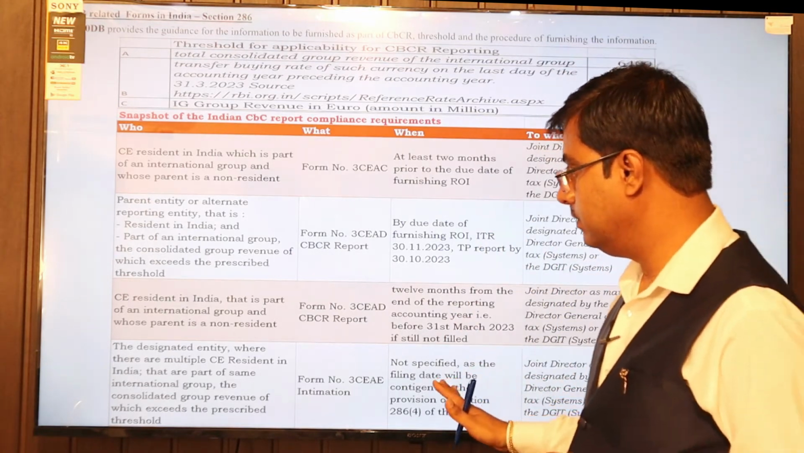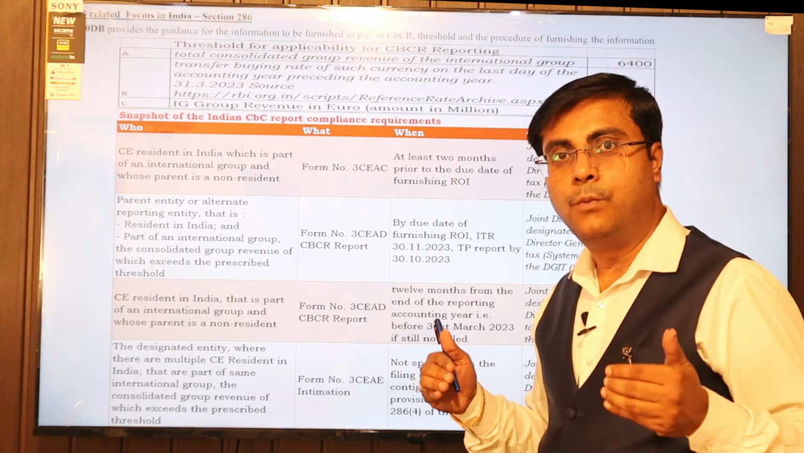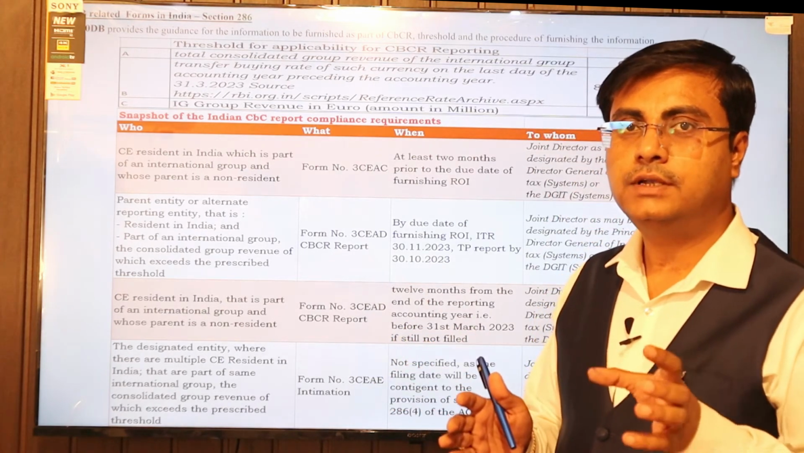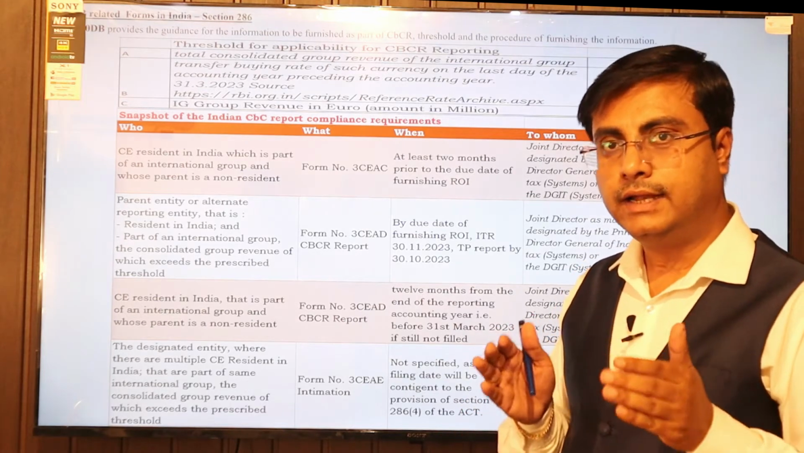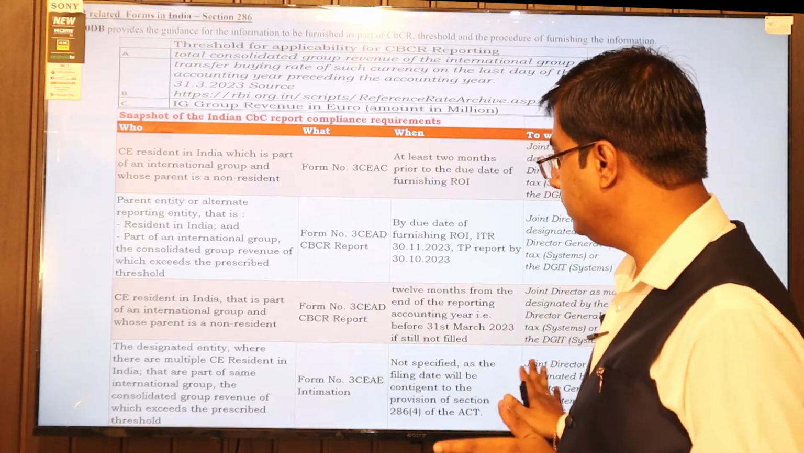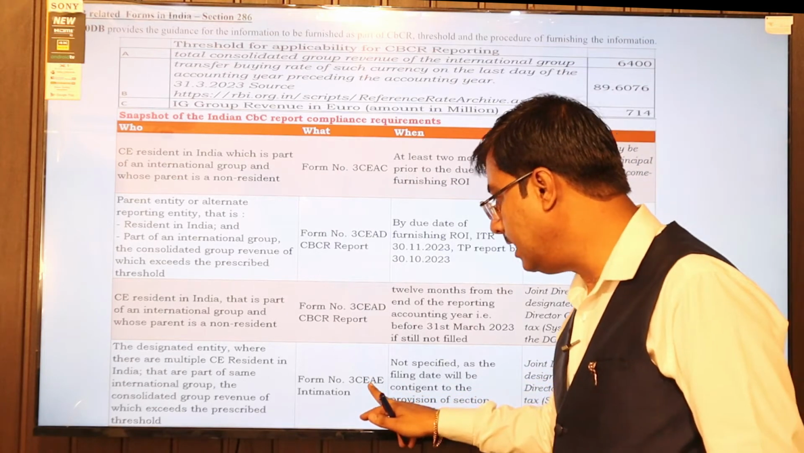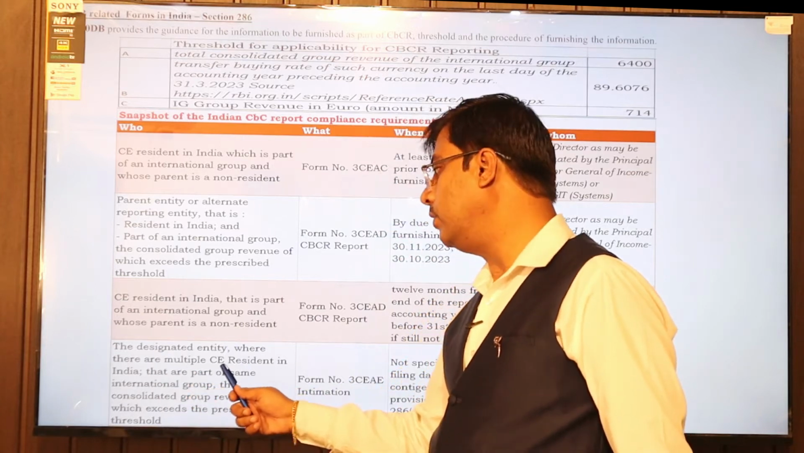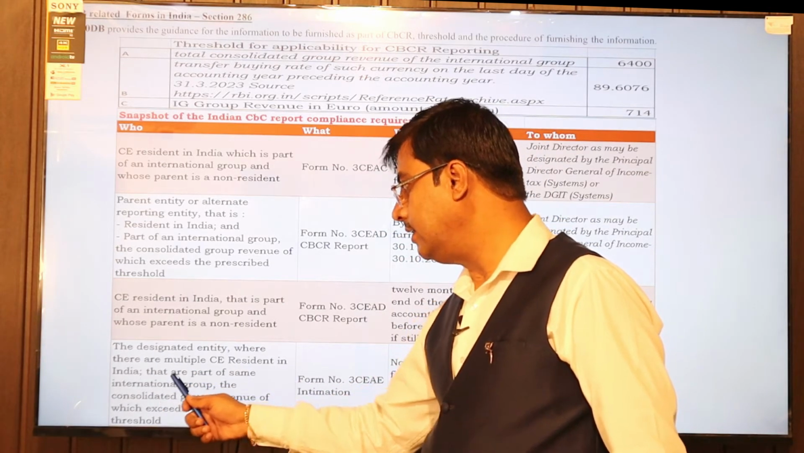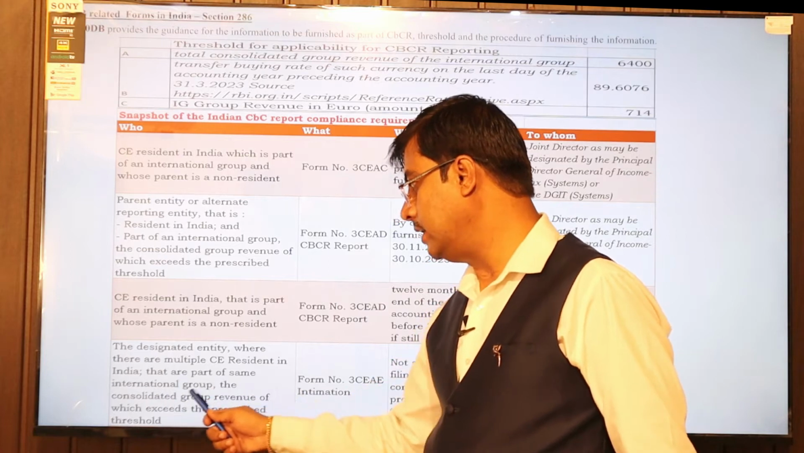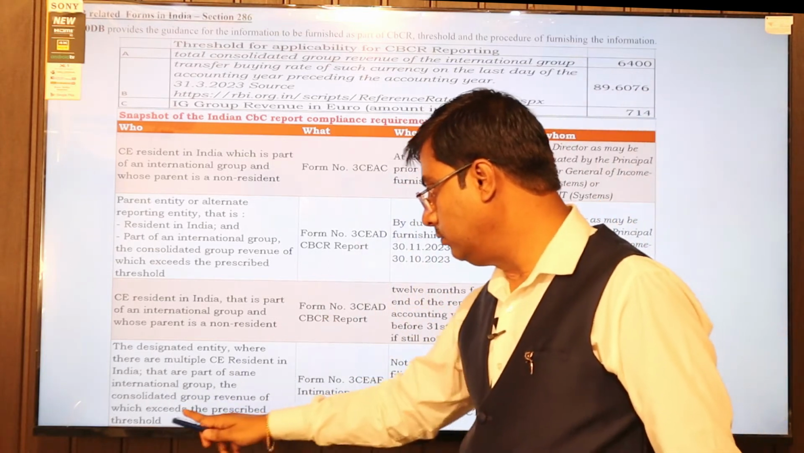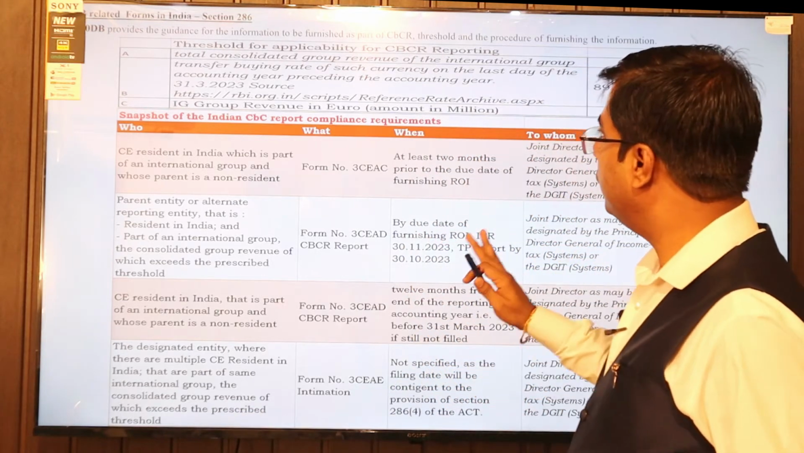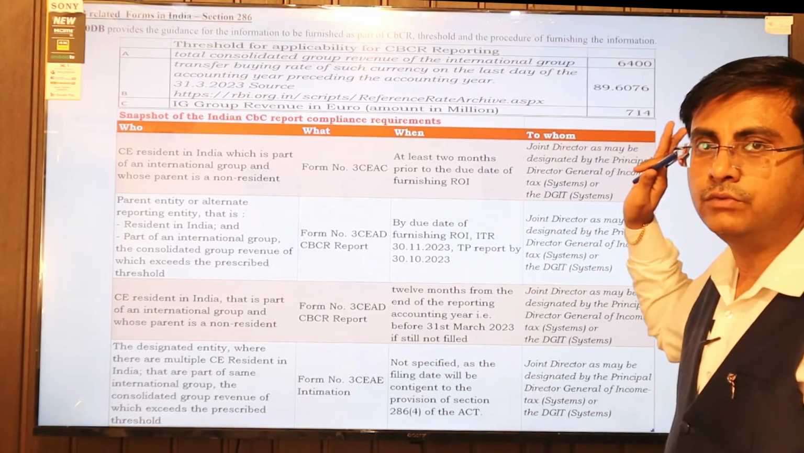Now I discuss what happens if you have more than one constituent entity in India. Then you have to choose which one is the designated entity. The intimation should also be filed in Form 3CAE. The designated entity applies where there are multiple constituent entities resident in India that are part of the same international group, the consolidated group revenue of which exceeds the prescribed limit. So the limit is 6,400 crore.